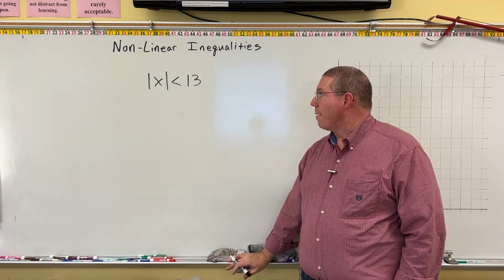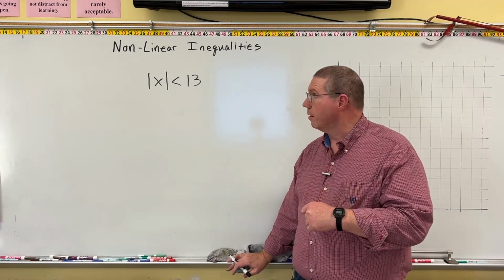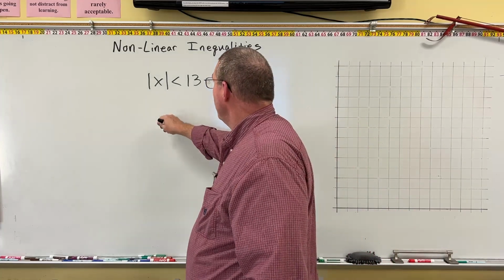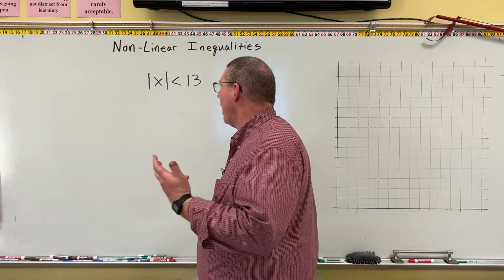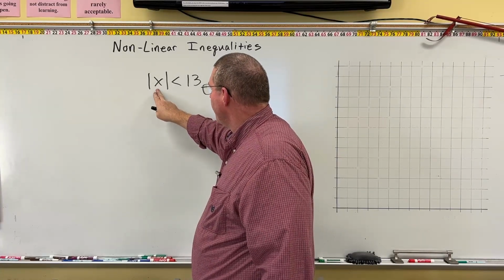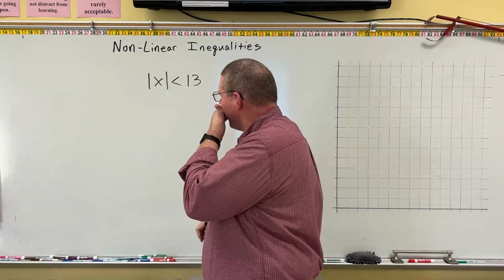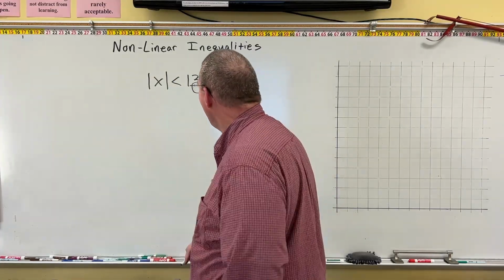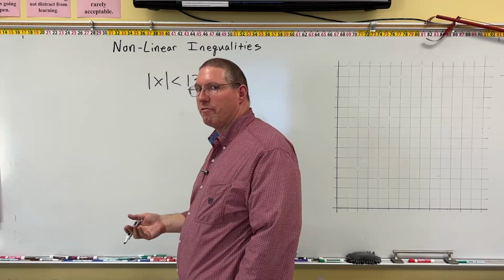Okay, so now we're going to do absolute value inequalities, and these are actually more popular than you think, okay? So let's say we have this, the absolute value of x is less than 13. What we have to remember here is that the number that goes inside of here can be a positive or a negative, but the answer has to be a positive, okay? And so what we're going to do here, I'm going to show you what this technically means, but we don't have to do it that way.